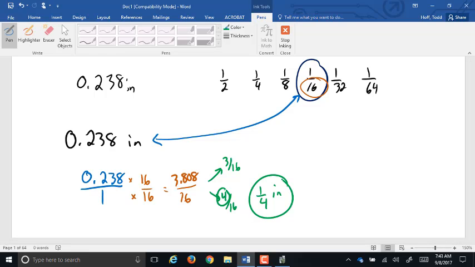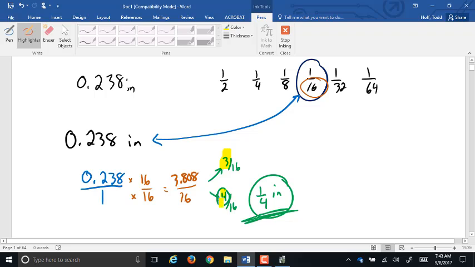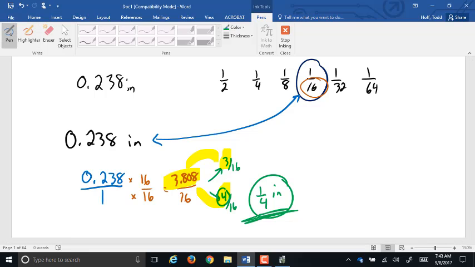And people ask me that all the time. Well, I thought you said you wanted it to the 16th. Why are you saying 1/4? Well, 1/4 is still the nearest 16th. It's just reduced. Now I'm going to pause for a second. Does anybody have any questions as to where the 3/16 and 4/16 came from here? Because this is 3.8. 3.8 is between 3 and 4. But it's closer to 4 because it's 0.8, yes.